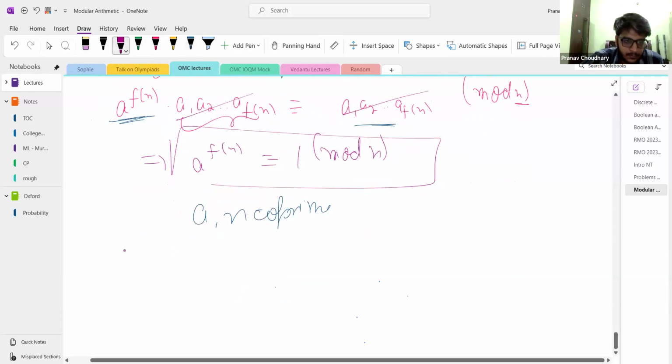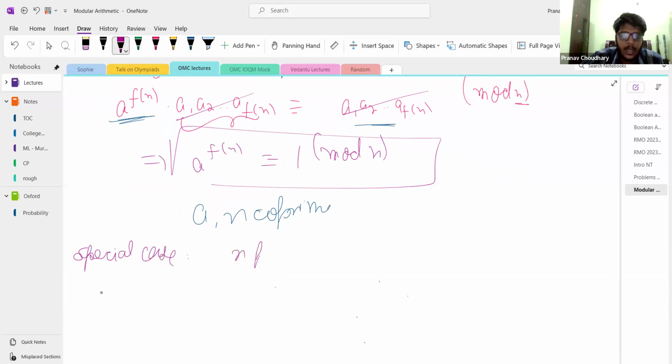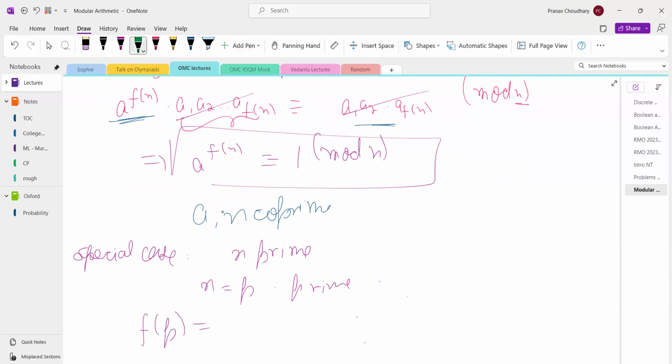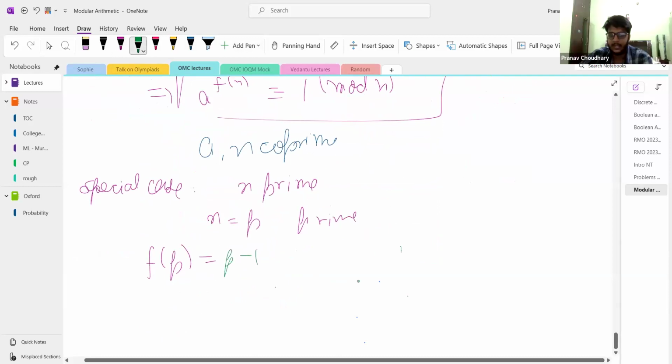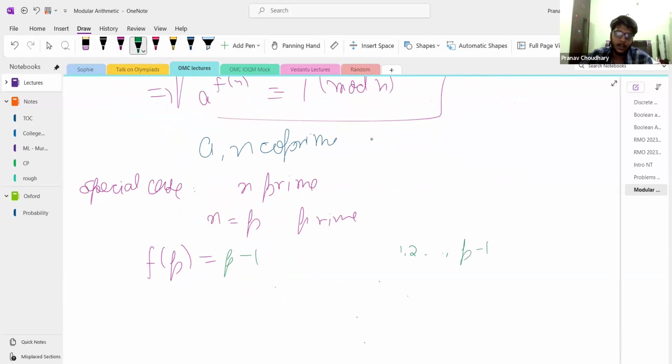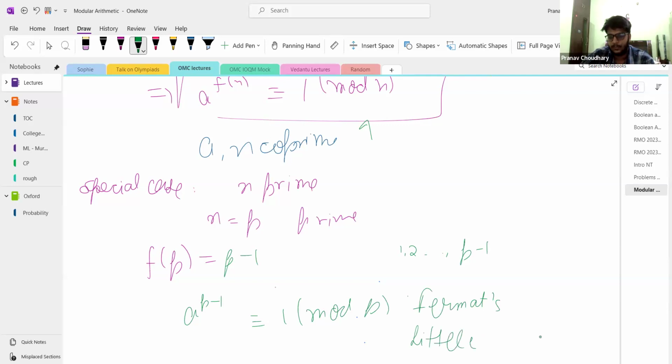Okay, a special case of this is when n is prime. Let's say n is equal to p, a prime. Can someone tell me what f of p will be equal to? P minus 1. Yes, because all the numbers 1, 2, and so on till p minus 1 will be in the set. So if I just put it in this equation, I get a to the power p minus 1 congruent to 1 mod p. And this is known as Fermat's little theorem. It's just a special case of the Euler Totient theorem.